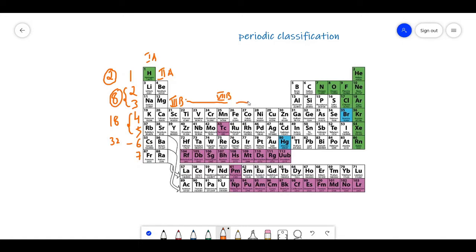And iron, cobalt, nickel, all these elements are nothing but 8B. Next, copper is 1B and zinc is 2B. And from here, again we have elements from 3A to 8A.